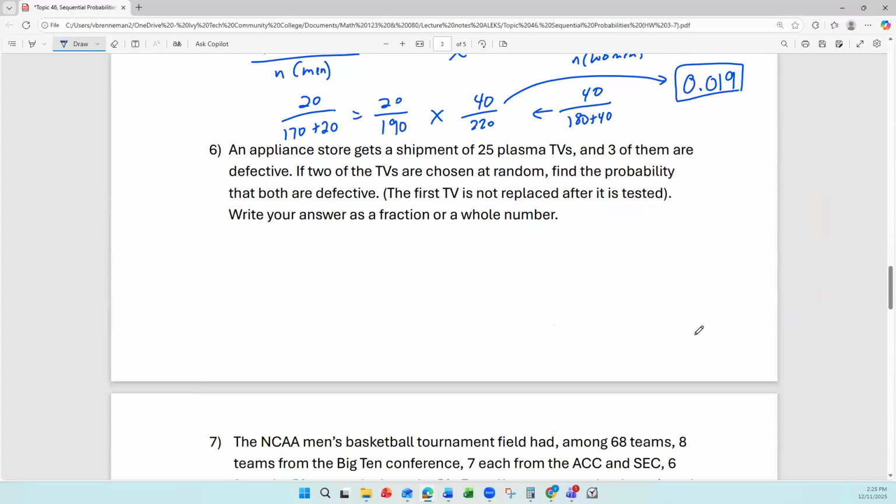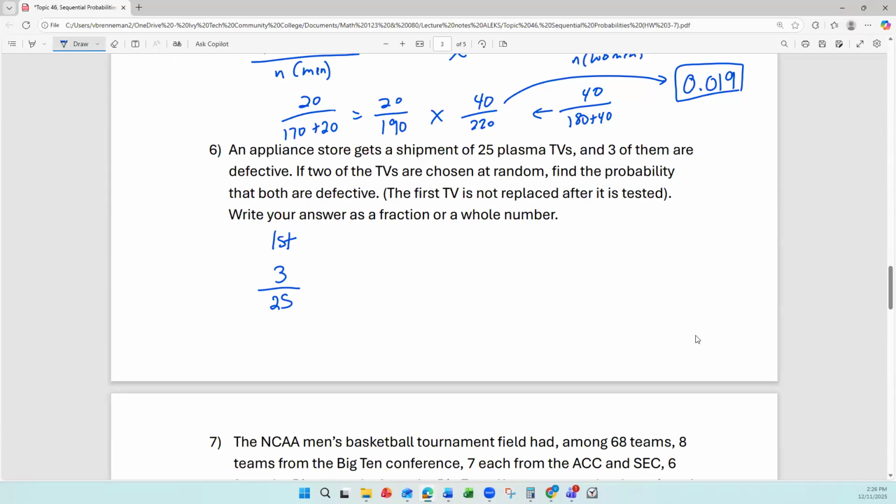Then an appliance store gets a shipment of 25 plasma TVs. 3 of them are defective. 2 TVs are chosen at random. Find the probability that both are defective. First TV is not replaced after. So we're going to have the first choice. We're taking out of all 25 TVs, 3 are defective. So choose 3 out of the 25 are defective.